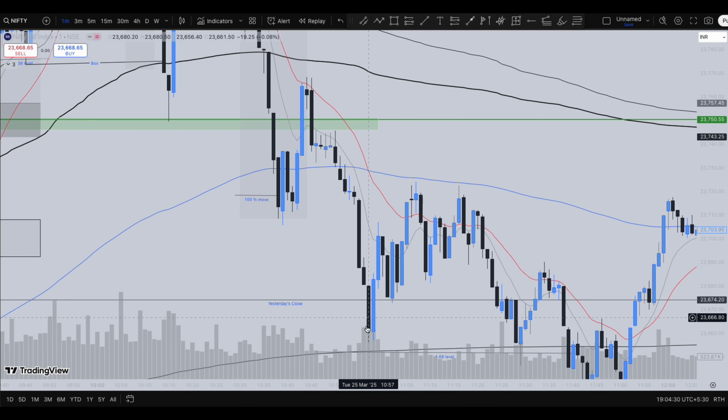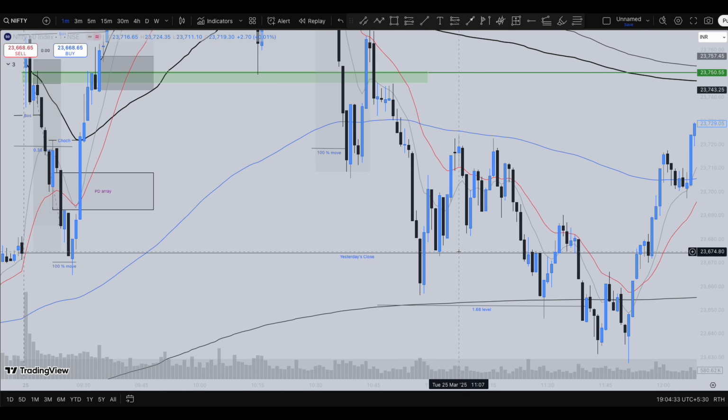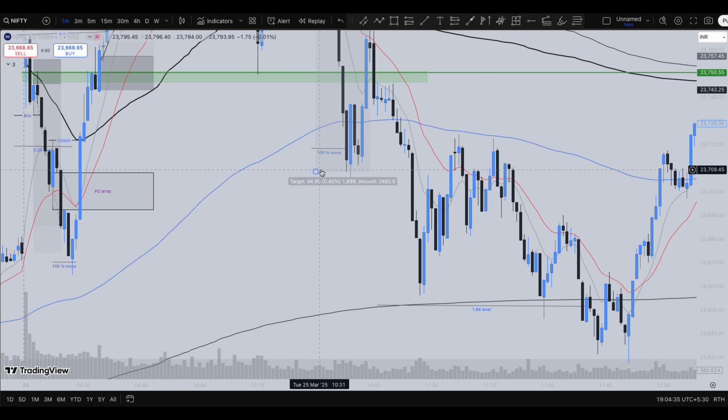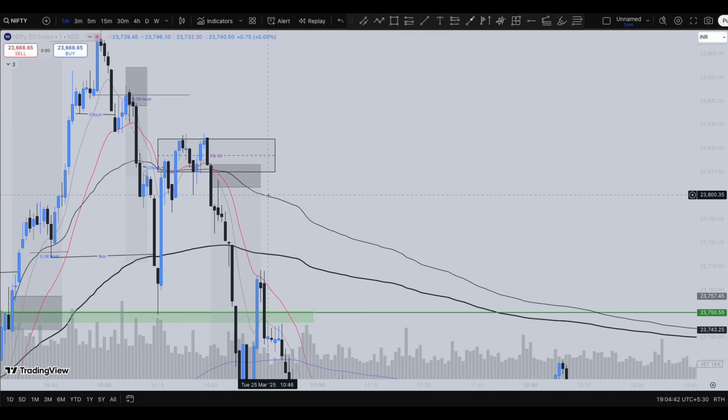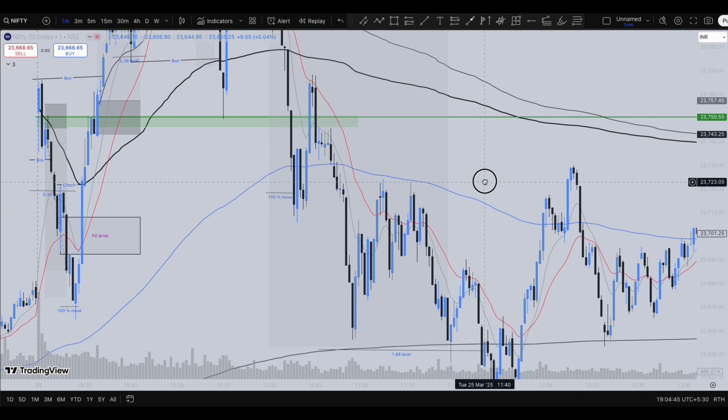1.68 level, even breaking yesterday's low as well. You can see how the market even broke yesterday's low. So you could have targeted all the way to here, guys. This is where you could have easily targeted. This was a very good trade setup.